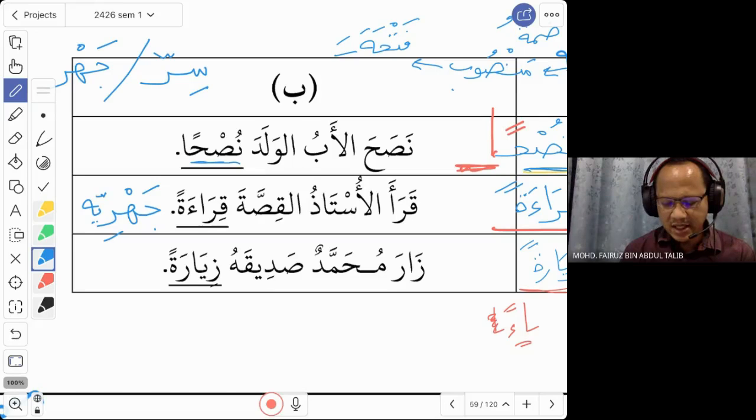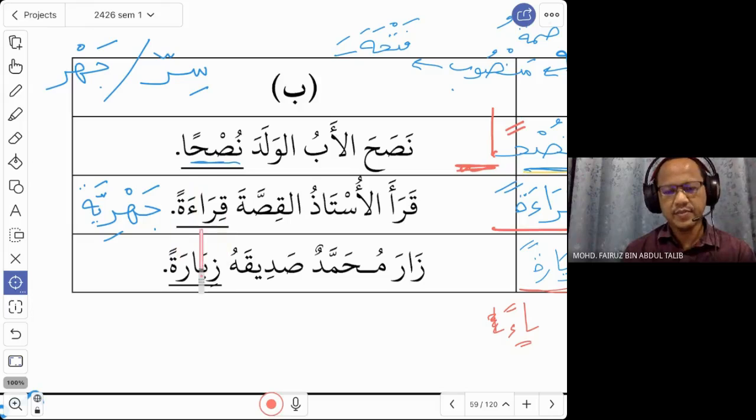Qira'ah jahriyah, where the word jahriyah is now an adjective to the qira'ah. Okay, so you want to say he read it out loud. So in this case, the function of qira'ah is no longer for tawkid. The function is now to explain how he read the qissah. Qara'a al-ustaz al-qissah qira'ah jahriyah. He read it out loud. Then the function is now changed to bayan nau'. Okay, the second function.